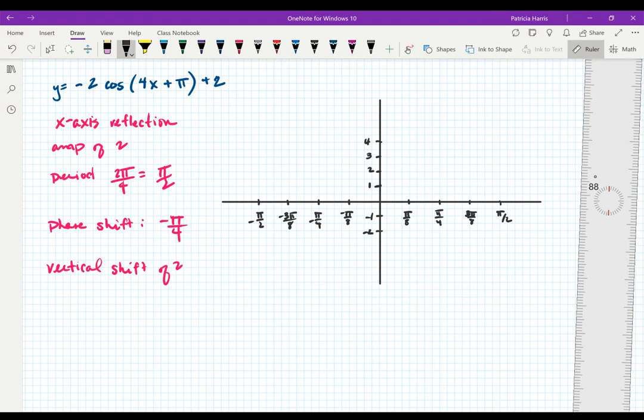Okay. All right. So I'm going to start by graphing just normal cosine with an amplitude of 2 and a period of pi over 2. So I'm actually taking care of these two things first. Okay. So again, I'm going to use different colors. Again, this is cosine.